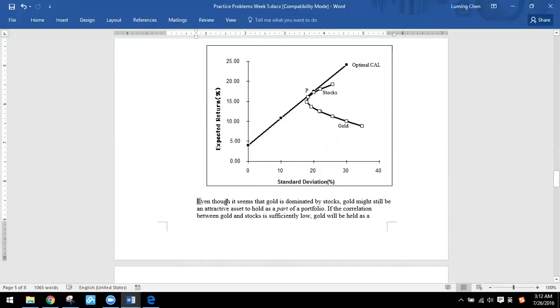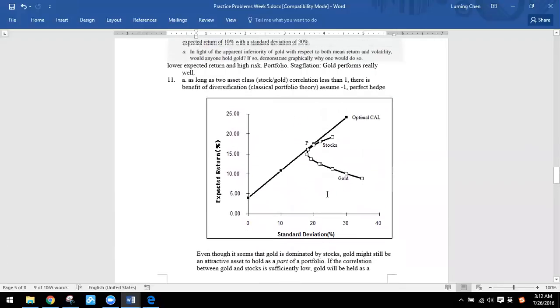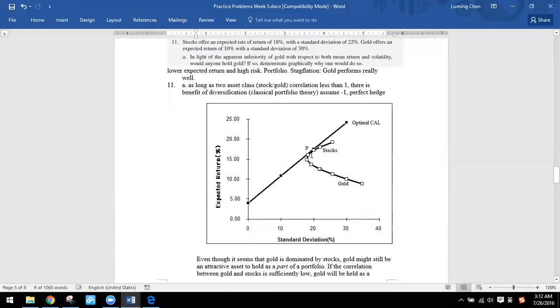So even though it seems that gold is dominated by stocks, gold might still be an attractive asset to hold as part of a portfolio. If the correlation between gold and stock is sufficiently low, gold will be held as a component in a portfolio, specifically the optimal tangency portfolio. That is, to construct the efficient frontier, we need both stocks and gold.